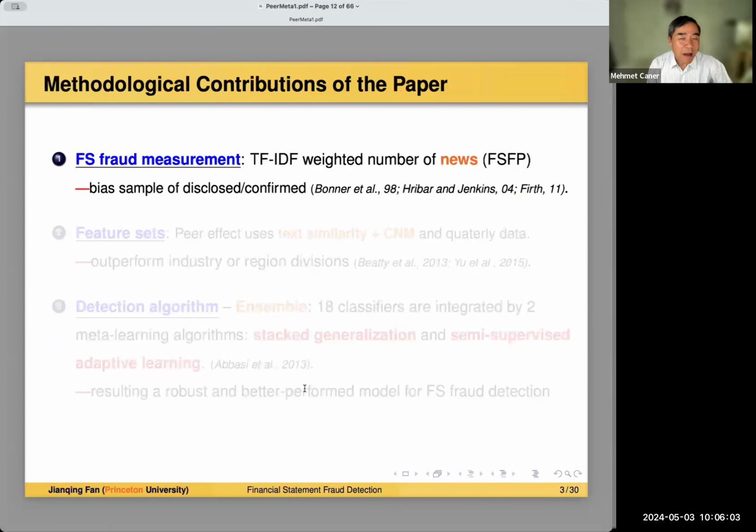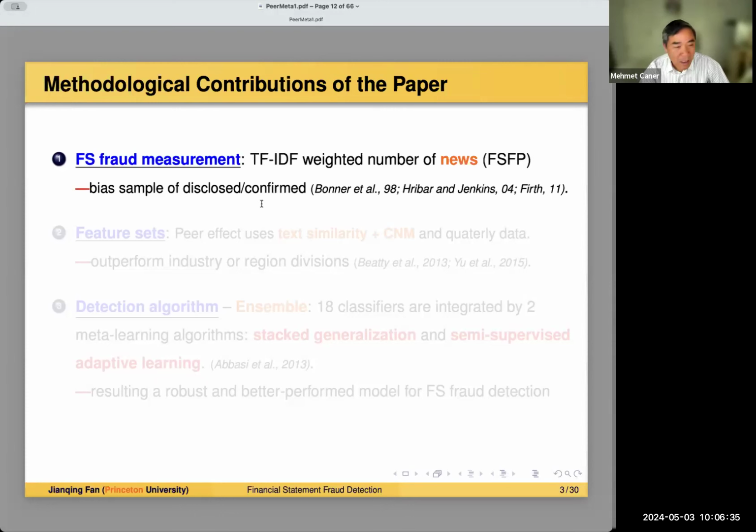So here is our methodological contribution. First, how do we measure financial statement fraud? We base it on a generalization of term frequency and inverse document frequency weighted number of news. We call it financial statement fraud propensity. And this avoids the sampling bias of using only events that have already occurred, like disclosed or confirmed fraud cases.